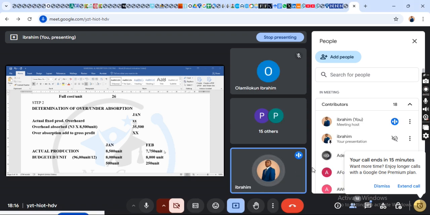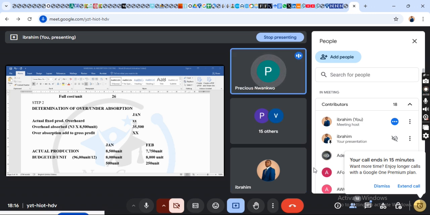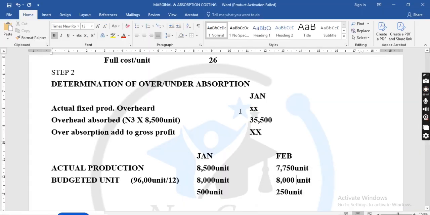Okay, Precious. Sir, for this overhead absorption, the amount there is supposed to be 25,500, not 35,500. Okay, I've actually changed it, 25,500. Yes, that's fine. I've already changed it, so I've switched to another method since the question did not give us actual production.